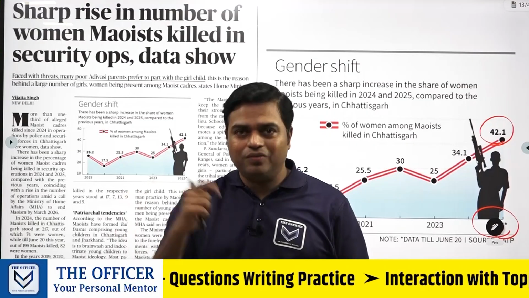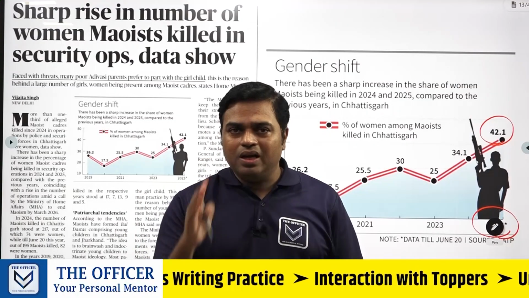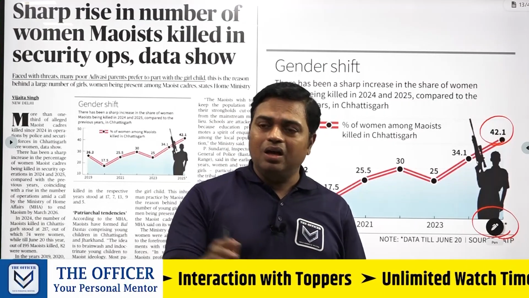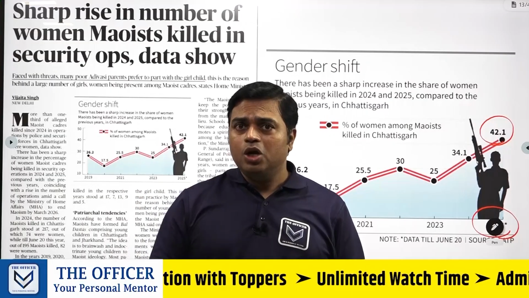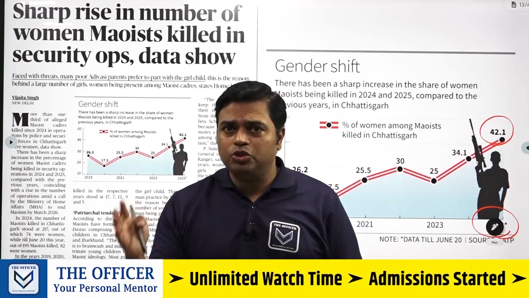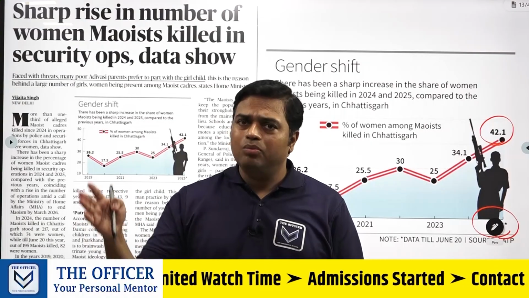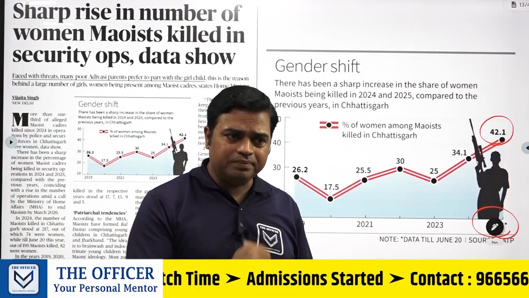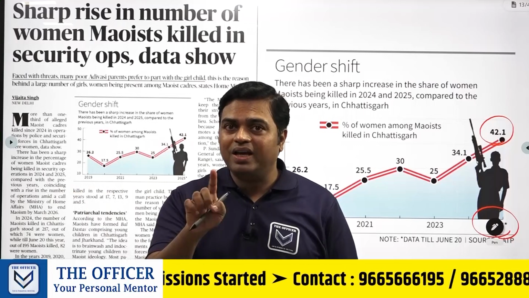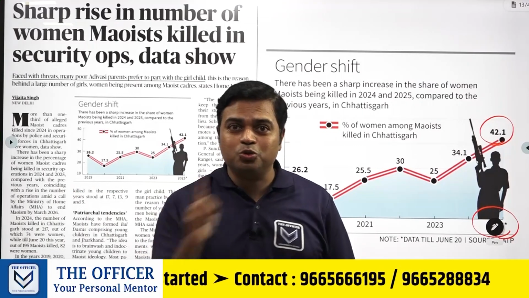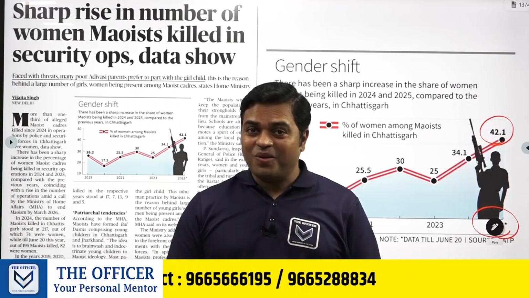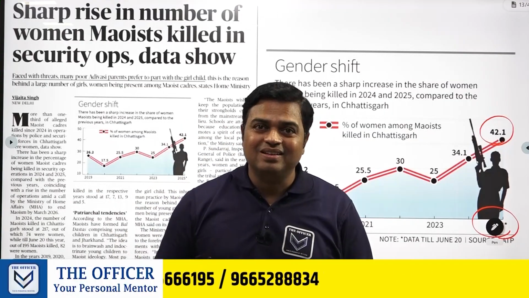In this news, you will find out that the Naxalites go to the villages and force every family to send at least one child or one person from each family to join the movement. Mostly the parents do one thing. What? They send their daughters to join the movement, not the son. Why? Again, the patriarchy is there.